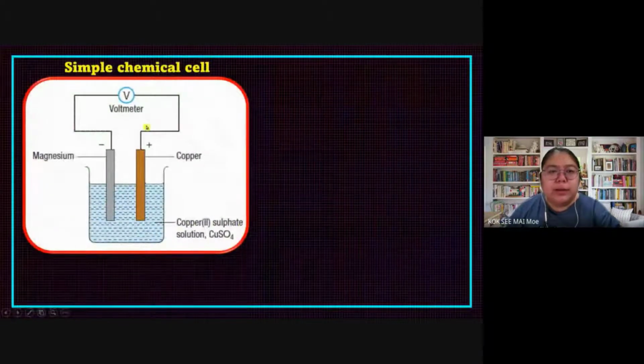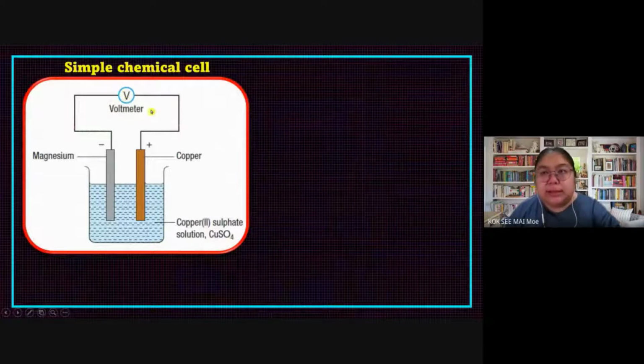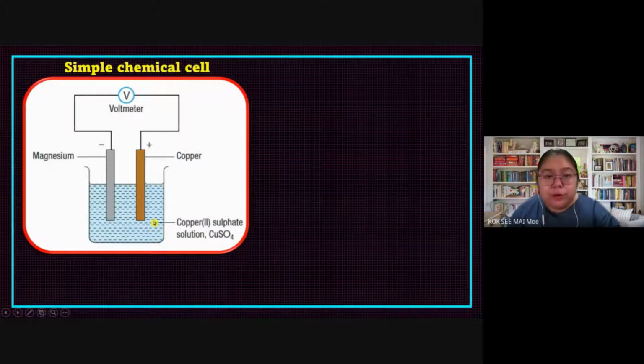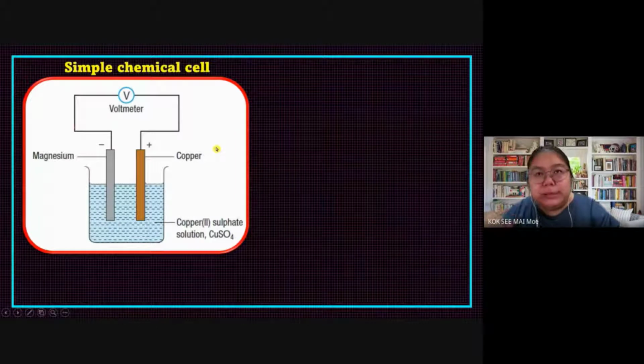Okay, so from here, the outside one, we call the external circuit. The external circuit we join with the voltmeter. The solution depends; we normally use the same material as the copper, same as the one here, which is also using copper. So that means the electrolyte and the electrode material must be the same.